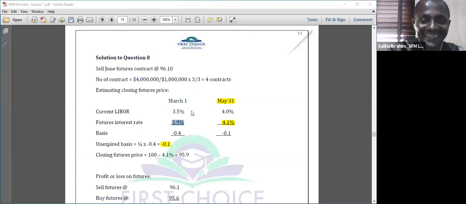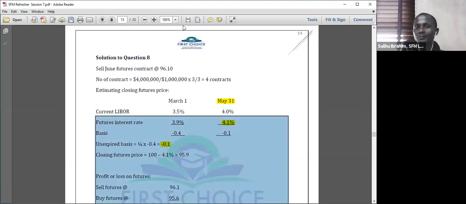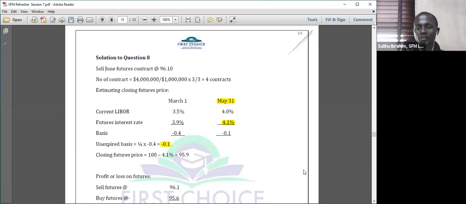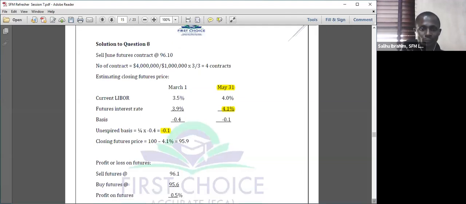Look at it now. When you deduct 3.9 from 3.5, are you not going to get minus? You say, why is it minus? I said closing basis is spot rate minus futures rate. When you say 3.5 minus 3.9, what are you going to get now? Okay, let us continue.